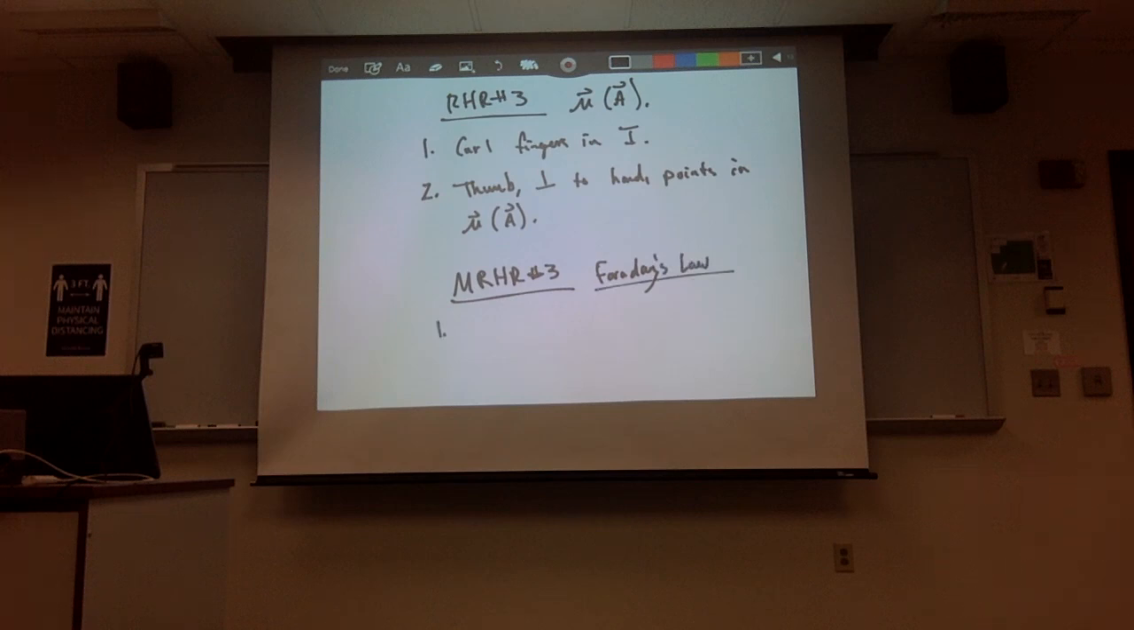So for this one, step number 1 is we put our thumb perpendicular to hand in direction of I being induced. Step number 2, fingers curl in direction of I induced.